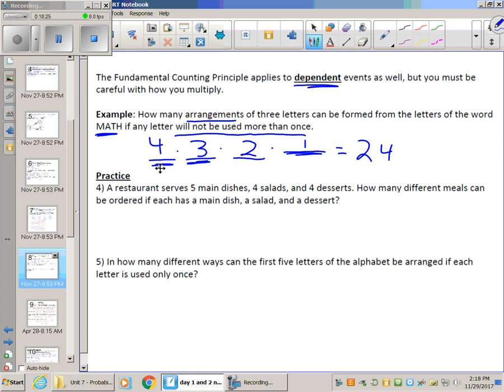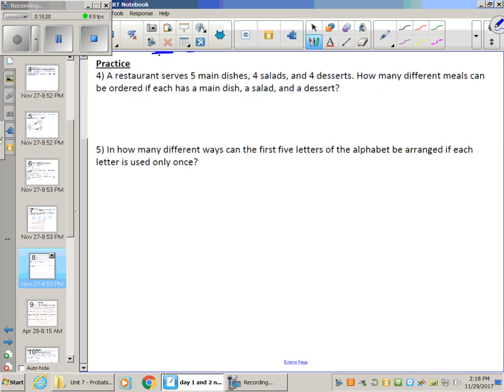All right, 2 more problems. It says a restaurant serves 5 main dishes, 4 salads, and 4 desserts. How many different meals can be ordered if each has a main dish, a salad, and a dessert? So we have 3 options here. Main dish, salad, dessert. There's 5 options for the main dish. There's 4 options for the salad and 4 options for the desserts. Multiply the numbers and you get the number of possible orderings you can have. 5 times 4 is 20. 20 times 4 is 80.